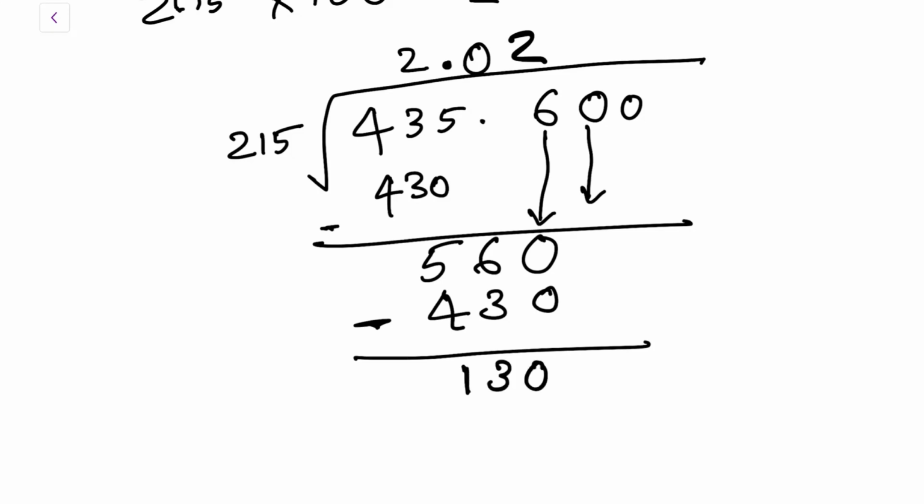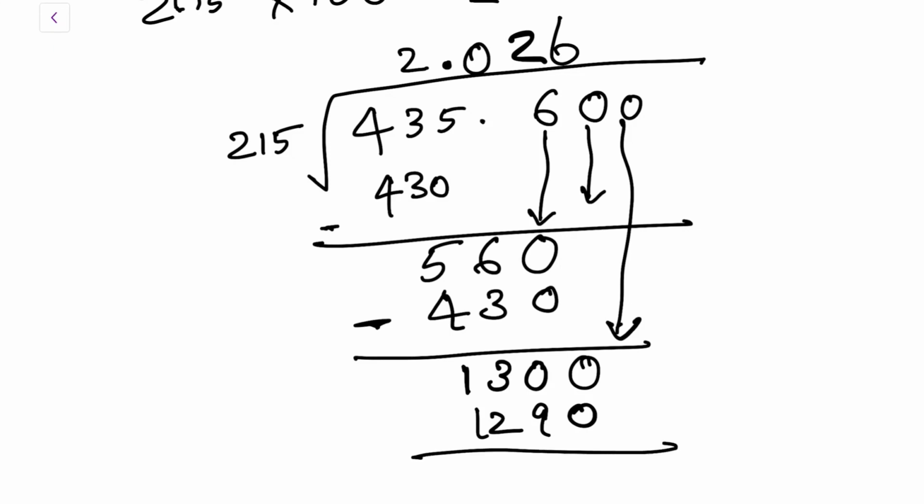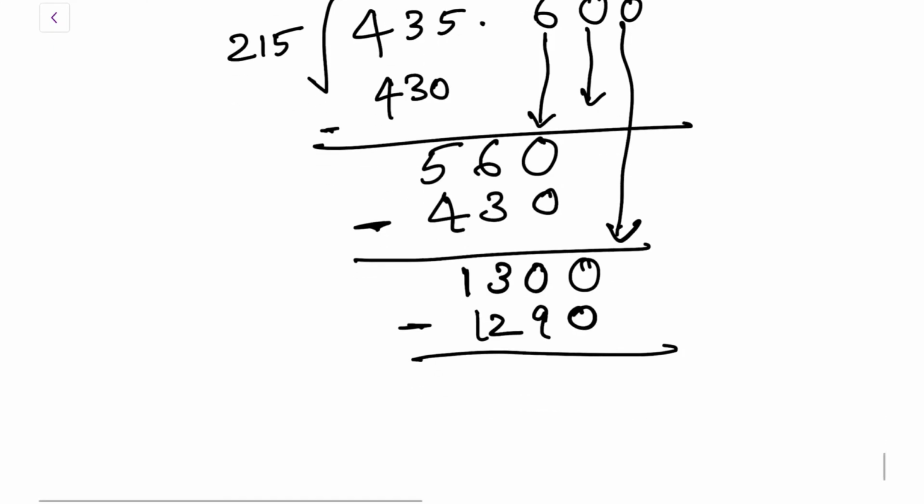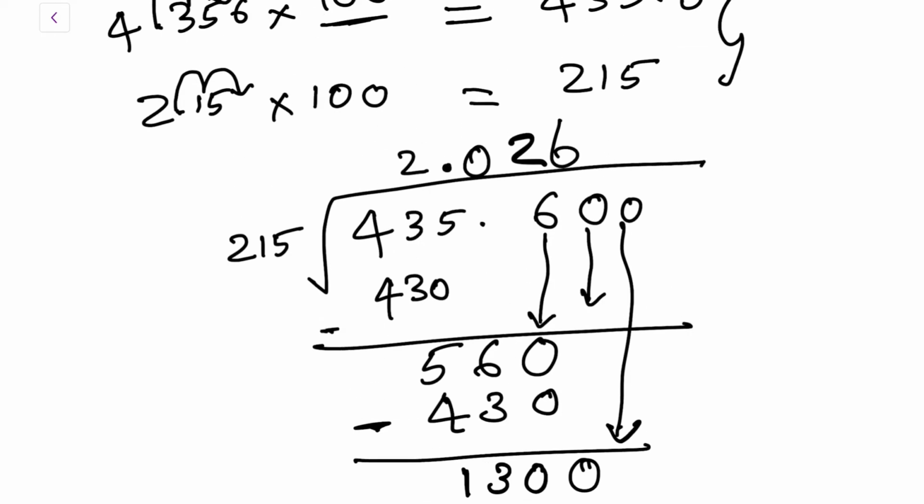130, and then you can bring the thousandths place also down, that is 0. So then 215 into what is 1300? You can put it as 6, that is 1290. That's the number closest to that. So once you do the subtraction, you get the answer as 10. This is your remainder.